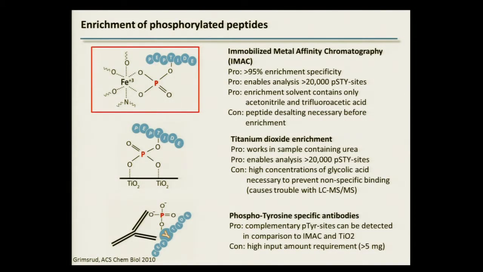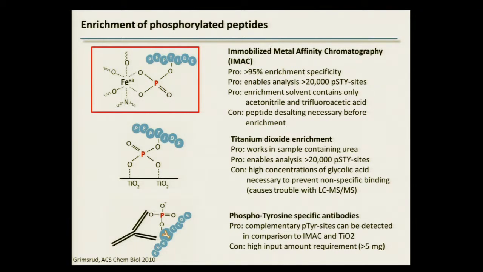Enrichment methods for phosphorylation are shown on this slide. The most popular ones are IMAC, which is immobilized metal affinity chromatography, and titanium dioxide enrichment, and also specific antibodies against specific phosphomotifs like phosphotyrosine, and also there are certain phosphoserine antibodies that are also useful.